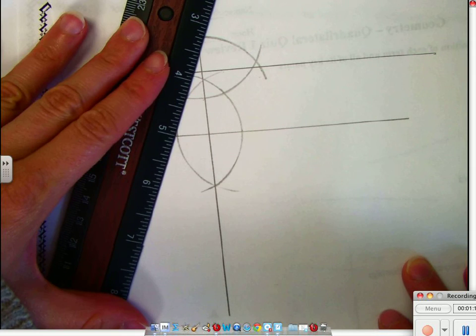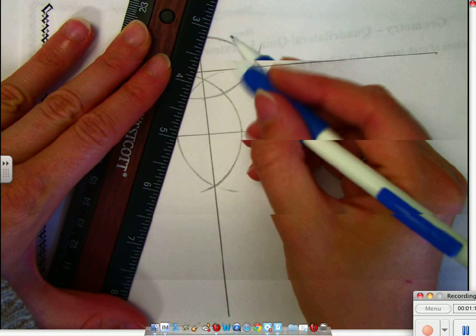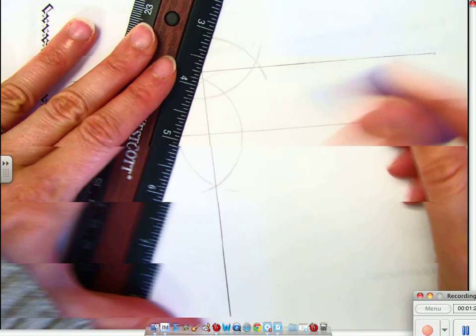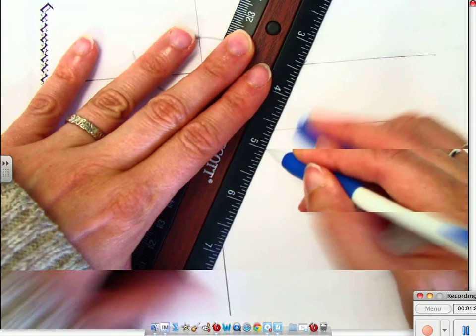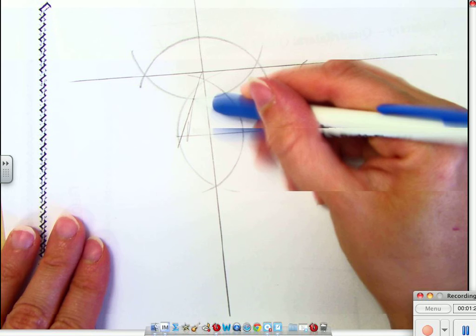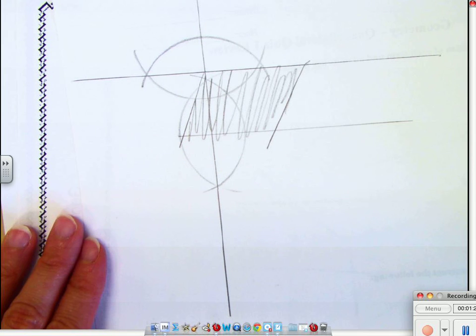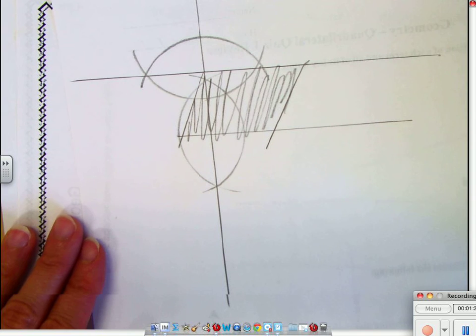Okay, so we want a parallelogram. We draw in my two more parallel lines, and we've got a parallelogram right here. Okay? All right, let's do a rectangle.